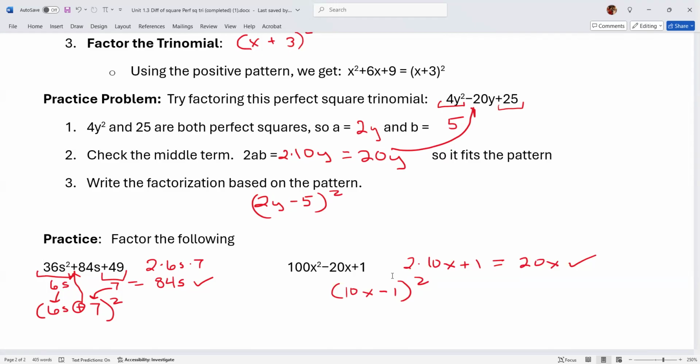Pretty easy. So what I'd like you to do is go ahead and do the homework for your differences of squares and perfect square trinomials. Okay? Good luck with that.